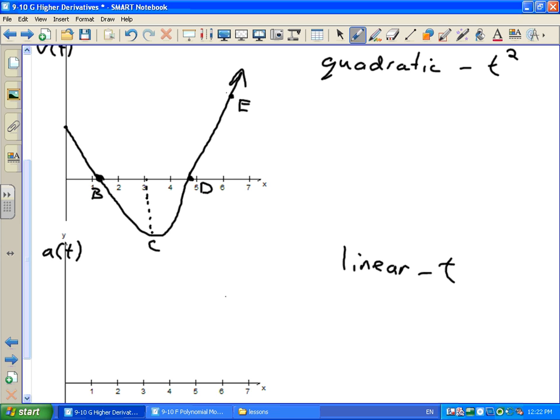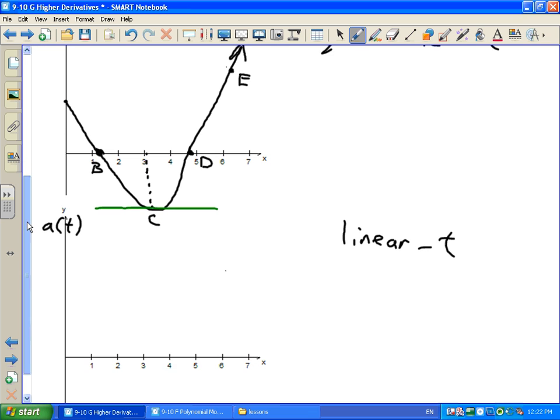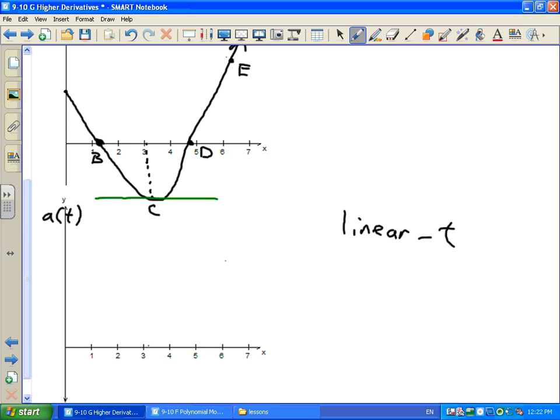Now, if we're going from our velocity to our acceleration graph, we're looking at the slope of the tangent to the velocity graph. So let's look for the place where the slope of the tangent to the velocity is 0. If the slope of the tangent is 0 there at C, that point right here has to be where our acceleration is 0, at C.